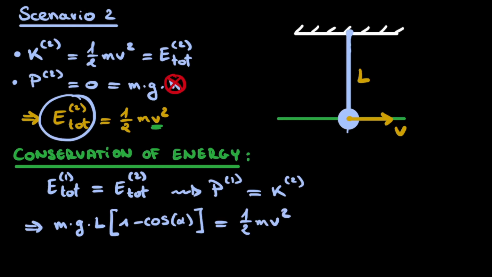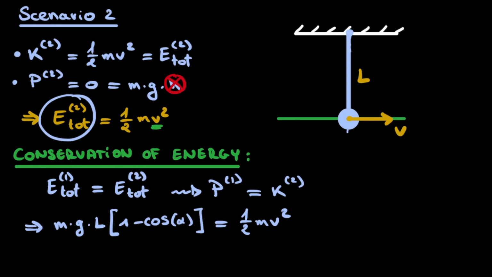Now for the kinetic energy in the second scenario, we simply had the general formula, namely 1/2 times m times v squared. And if we now take a closer look at this equality, we see that we're practically done, because we have v, the property that we're looking for, on one side, and all of the other terms we actually know. We know alpha, which is 45 degrees. We know L, which is just the length of the pendulum. We know m, which is the mass of the pendulum. And we know g, which is the gravitational constant.